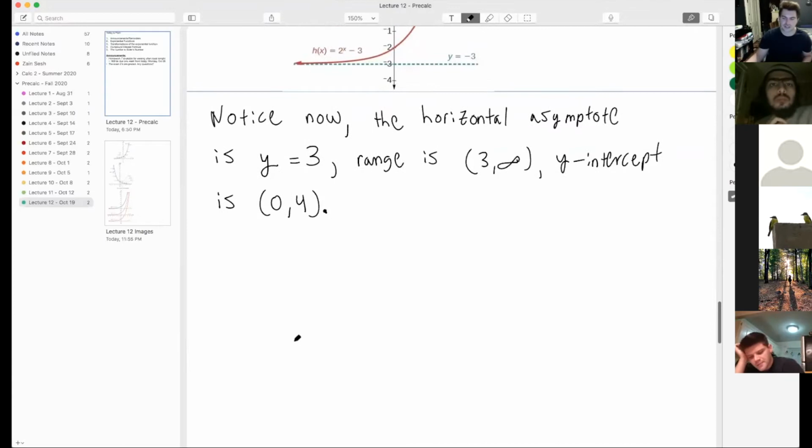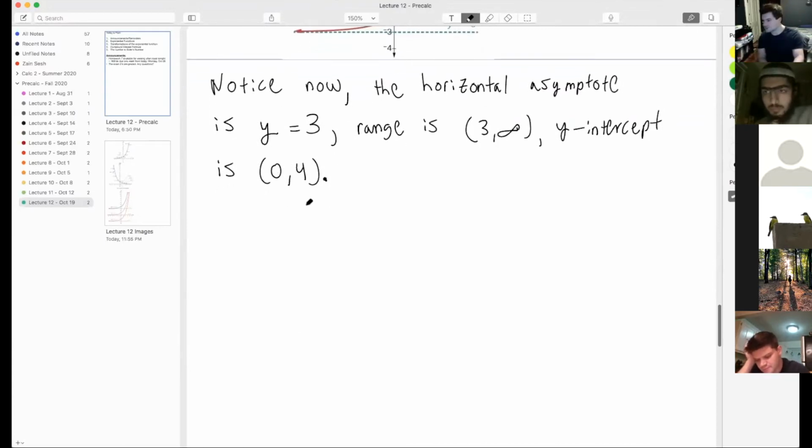All right, so now let's just jump to the general case. This was a specific transformation. Let's just see what it looks like in general.